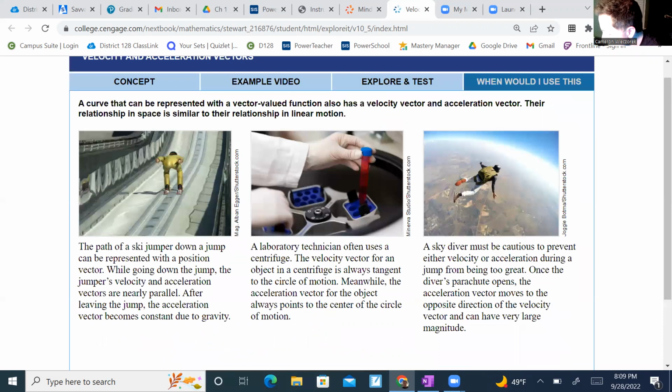A couple applications of when you would use this, you can read about if you're interested. Skiers would be interested in knowing, when they go down a jump, the velocity and acceleration vectors would be nearly parallel. Laboratory technicians use a device called a centrifuge. The velocity vector for any object in a centrifuge is always going to be tangent to the circle of motion, whereas the acceleration will always be center seeking and point towards the center of the circle.